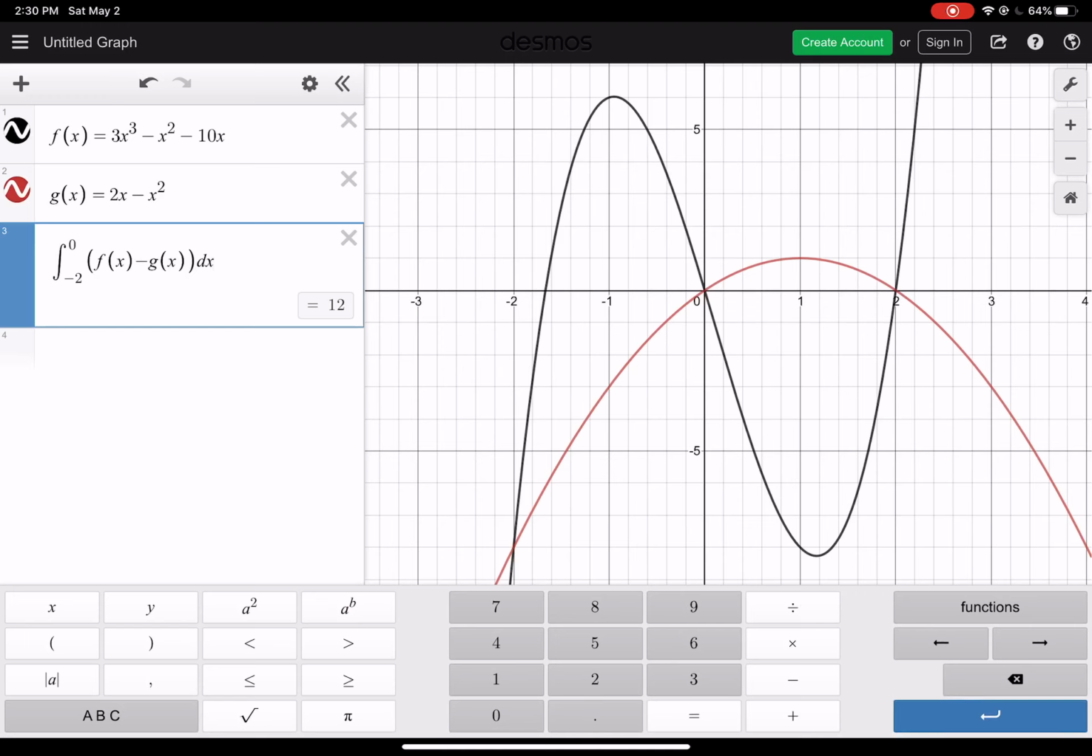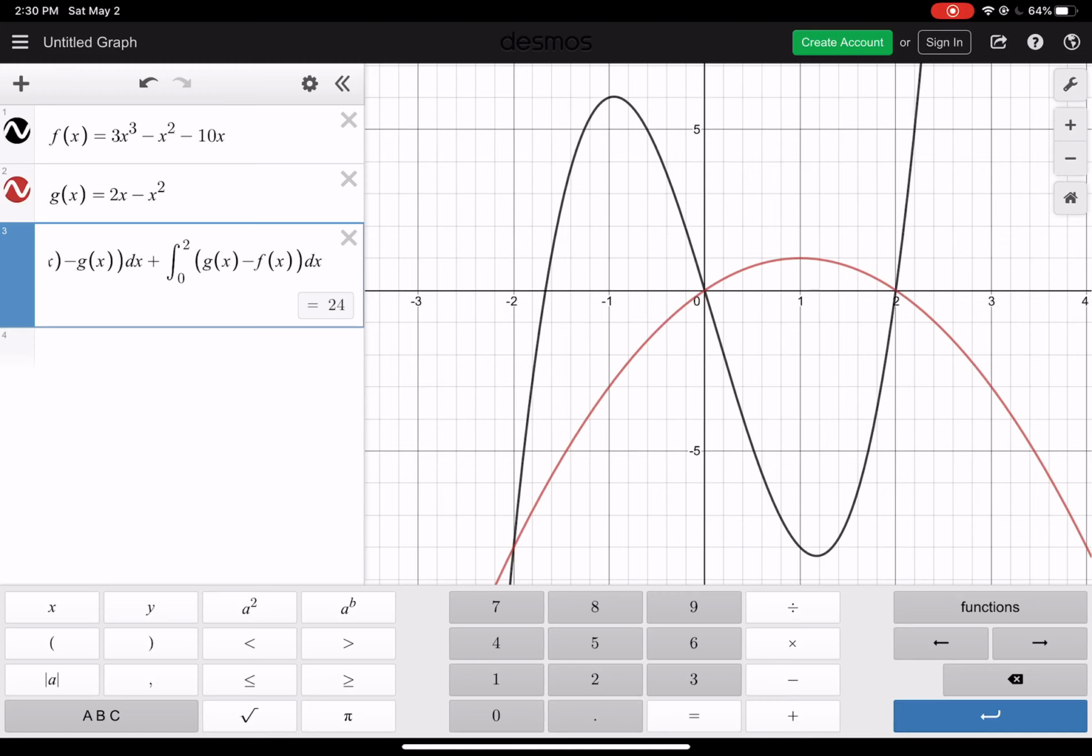So I'm going to add in a plus sign and then type in int again. Now I'm going from 0 to 2, so I'm doing that second region, and now I just have to do g of x minus f of x. Close parentheses and then dx. So your final answer for this one is just 24.